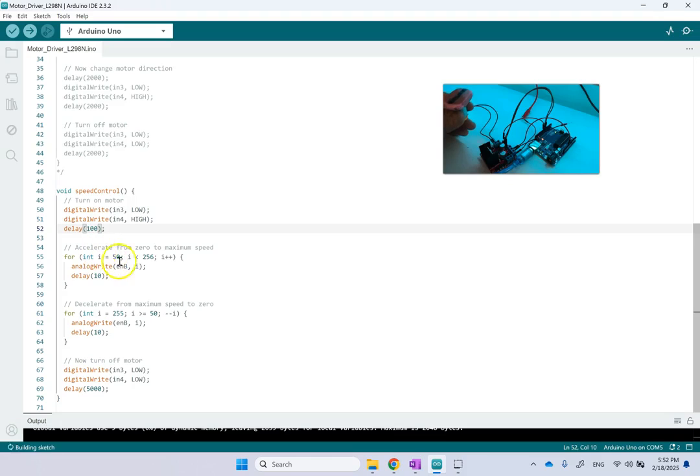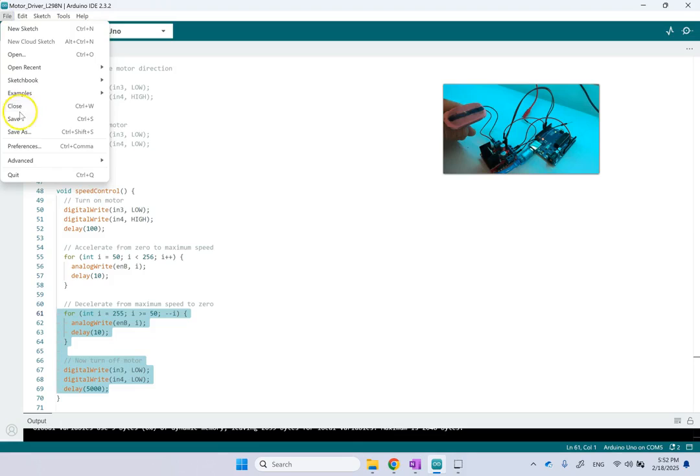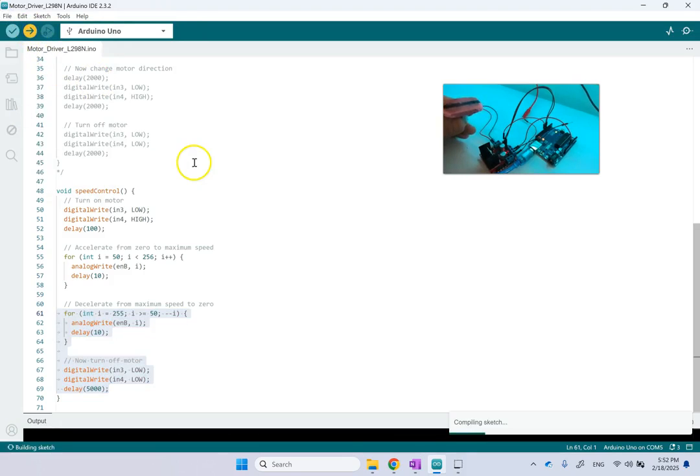And then this is where I start changing my duty cycle from 50 to 256. And I don't go at 0 duty cycle because that's not enough to even start this load. So I go from 50 to 256, increase it one at a time by some very small delay. And then I go from 255 down to 50, decelerate, and then at the end I turn it off and wait for 5 seconds before I continue. Okay, so here we go, and here I'm gonna upload it so you can see the PWM of this system.